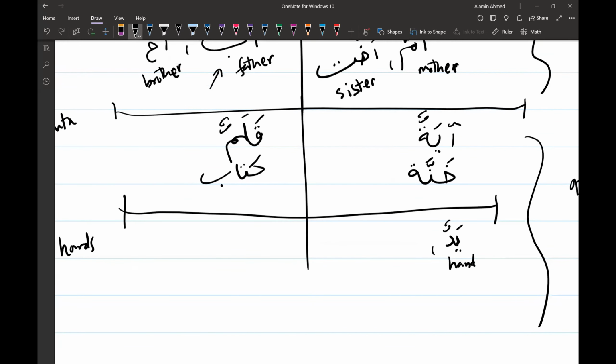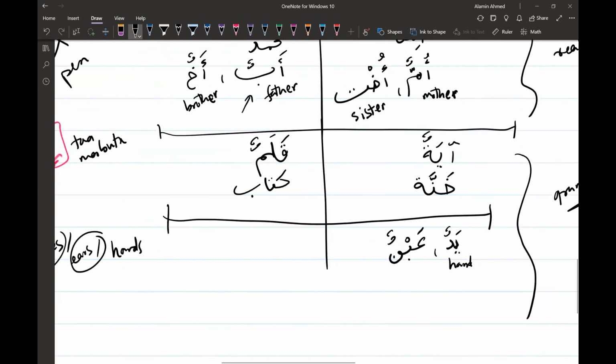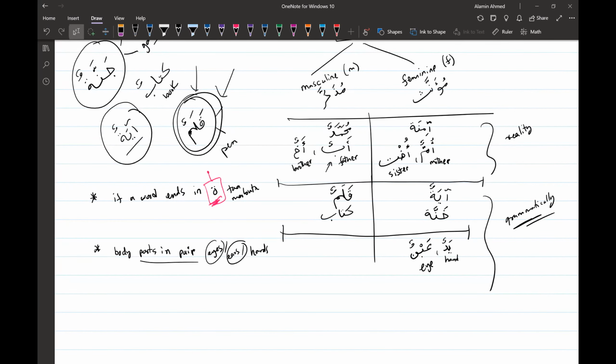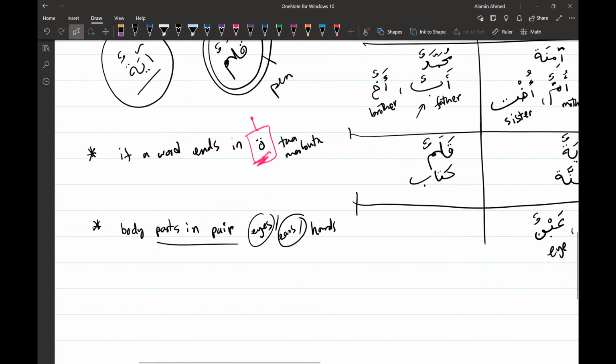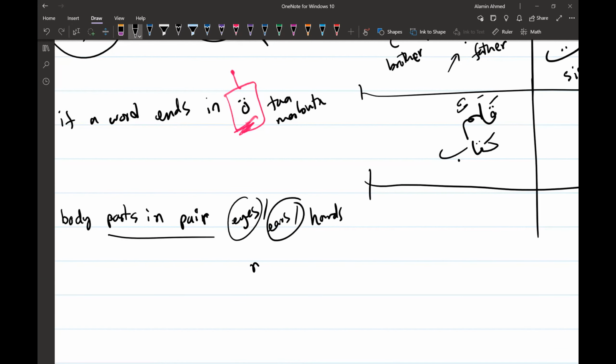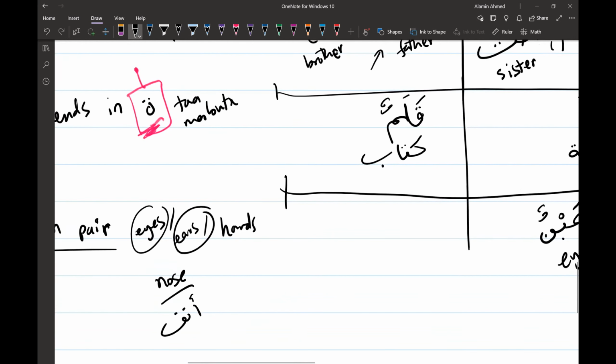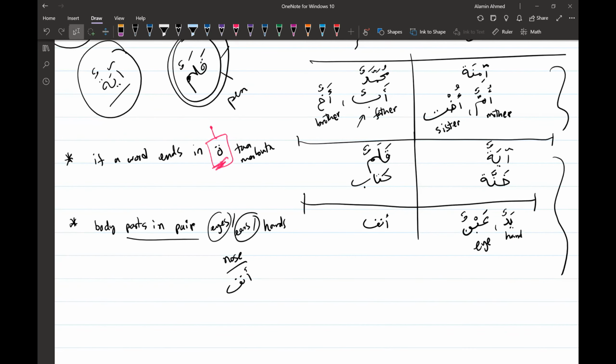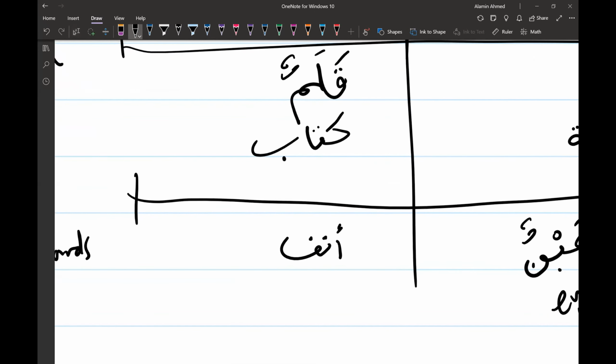How do you say eye? Eye is ain. This is also another good word, ain, and this is also feminine. Now, what about nose? What do you think nose is going to be? How do you say nose? Nose is anf. That would be masculine, because we don't have two noses, right? We have one nose. The Arabs say, it's like Simon says, it has to be body parts and in pair, so we have to listen to them.